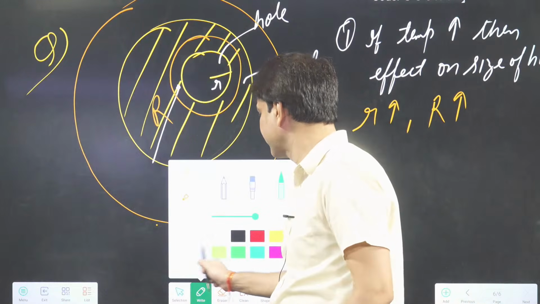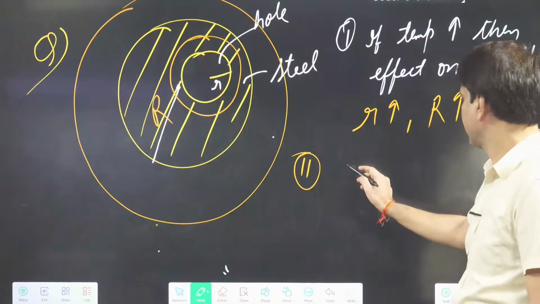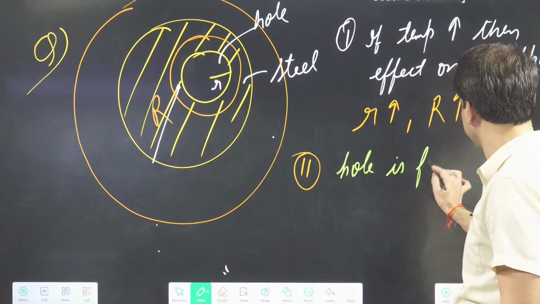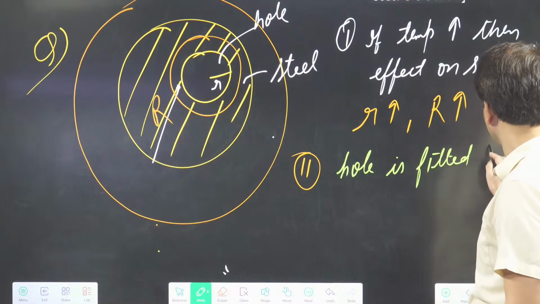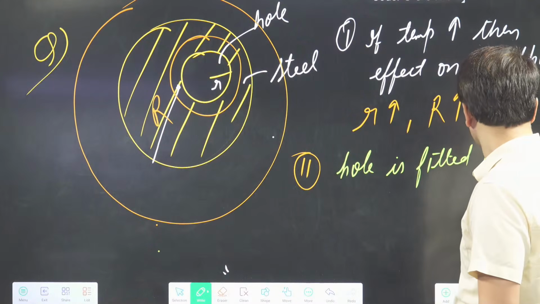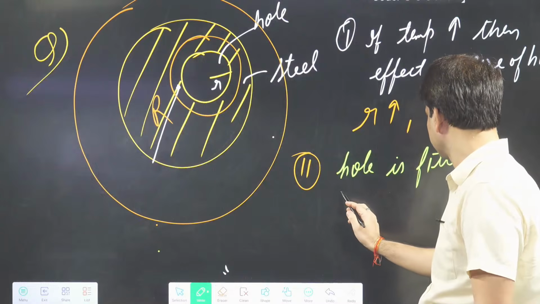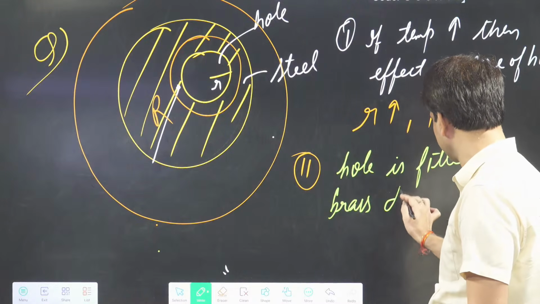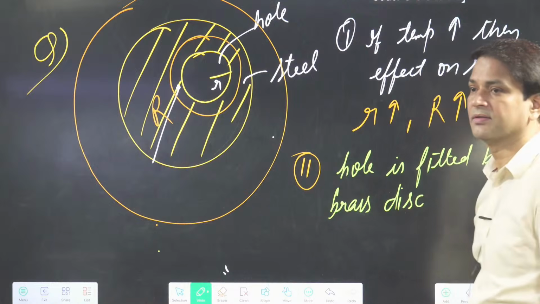Second part, what I am saying is, suppose the hole is fitted by a brass disc. Okay.